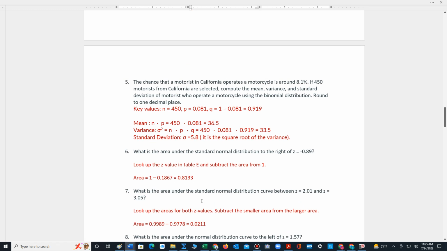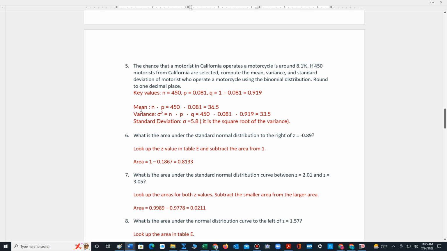Number 5 is asking us to find the mean, variance, and standard deviation for a binomial probability distribution. So the key values are n equal to 450, p is equal to 8.1% or 0.081. That's the percentage of people that operate a motorcycle. And then q is 1 minus 0.081, 0.919.